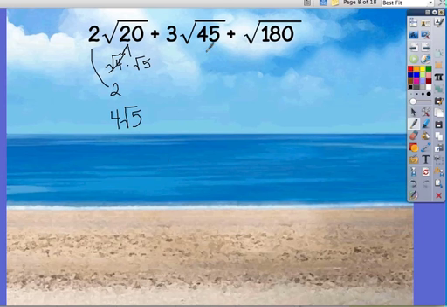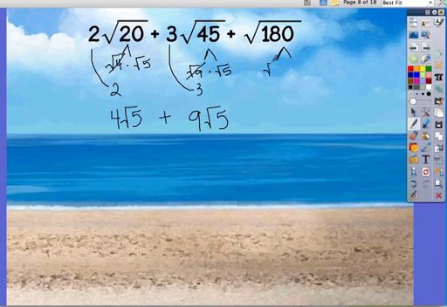Okay? 45, I know, is the square root of 9 times the square root of 5, because 9 times 5 is 45. Square root of 9 simplifies into 3, so I'm going to multiply my outside numbers. 3 times 3 is 9, and I'm left with square roots of 5. Okay, notice this is a positive, so let's bring down our plus sign.